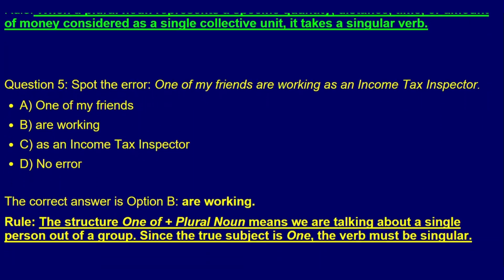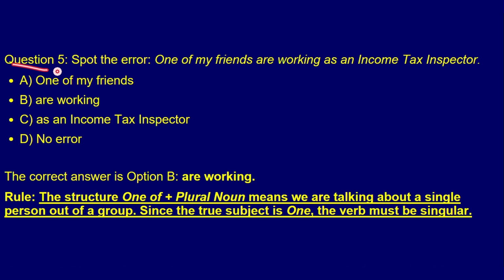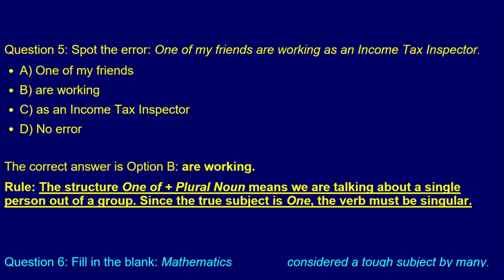Question 5. Spot the error. One of my friends are working as an income tax inspector. A. One of my friends. B. Are working. C. As an income tax inspector. D. No error. The correct answer is option B. Are working. The structure one of plus plural noun means we are talking about a single person out of a group. Since the true subject is one, the verb must be singular. Change are working to is working.